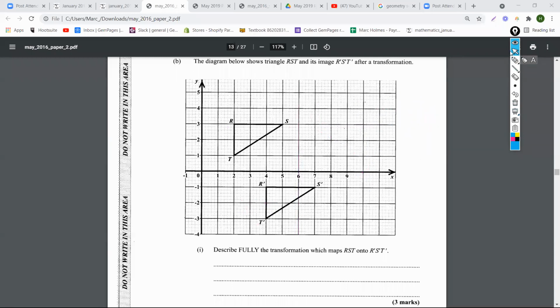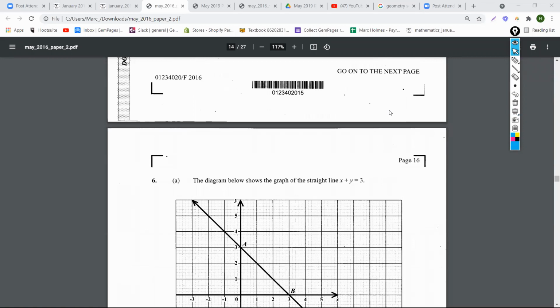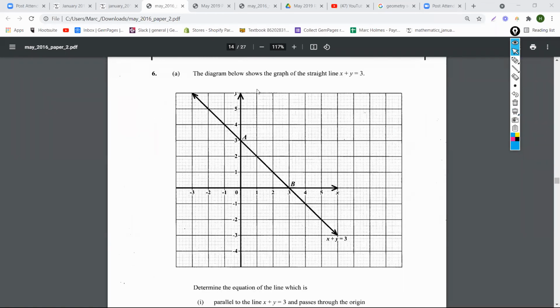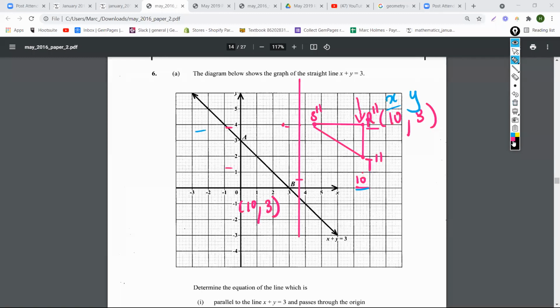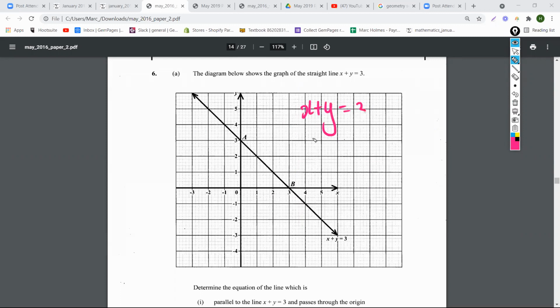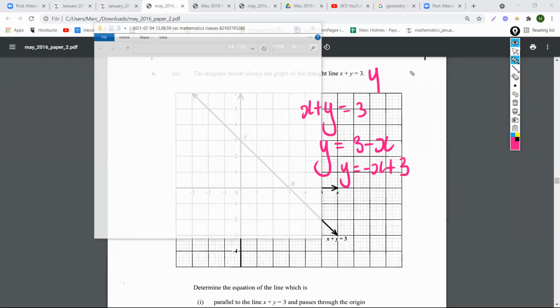All right, so let's move on, guys. I think we should be okay with this one now. All right, so this one, guys, pretty interesting one. It says the diagram below shows a graph of the straight line X plus Y is equal to 3, right? Let me go back to pink. X plus Y is equal to 3. Sorry, this is black. X plus Y is equal to 3. So guys, let's put this in the form Y is equal to MX plus C. So this is Y is equal to 3 minus X. So Y is equal to negative X plus 3. So this is the best form to put it in. Y is equal to MX plus C.